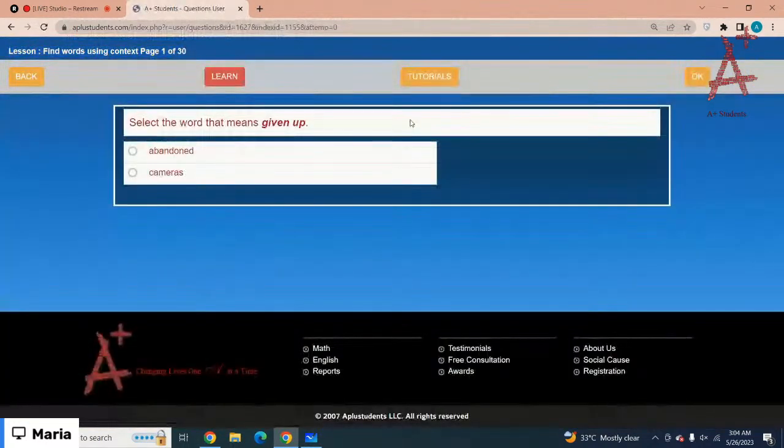Select the word that means given up. So which is the correct option? Abandoned or cameras? Which is the correct option? The word abandoned means given up. Got it? All of us know what camera means. So that is abandoned. That means given up.